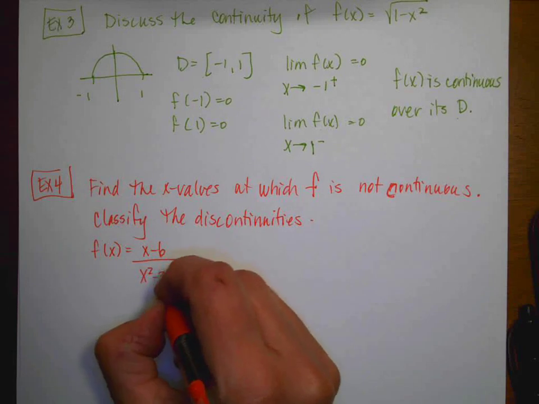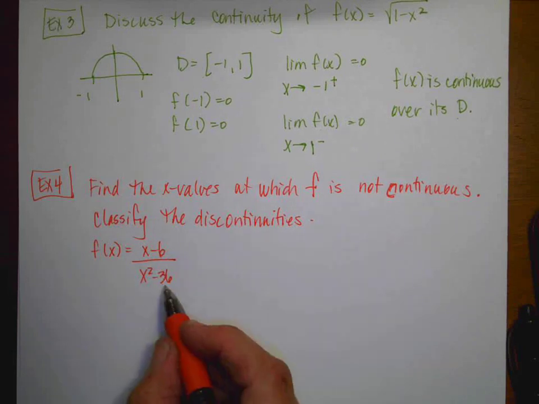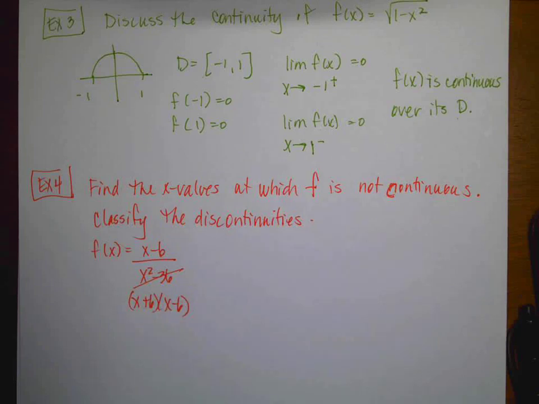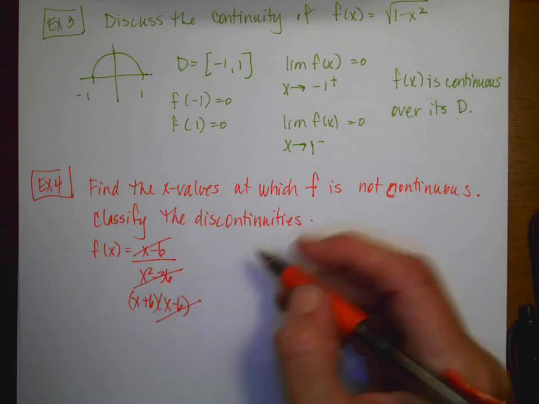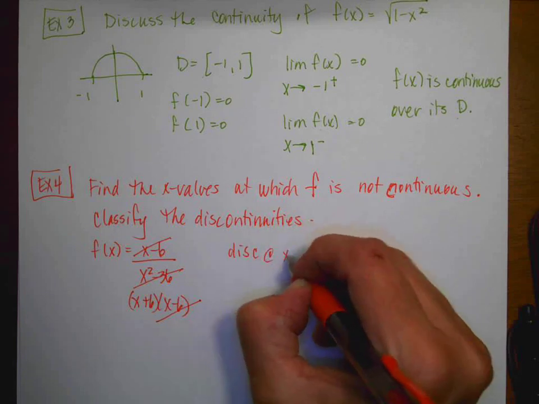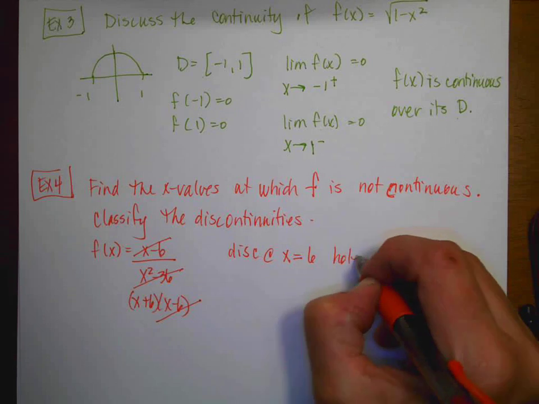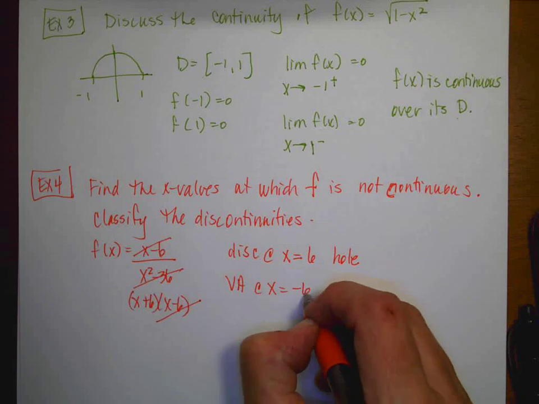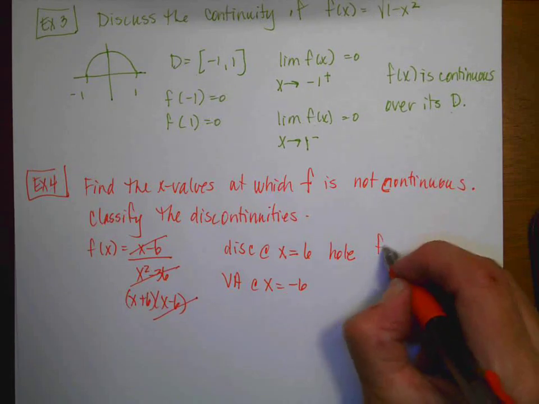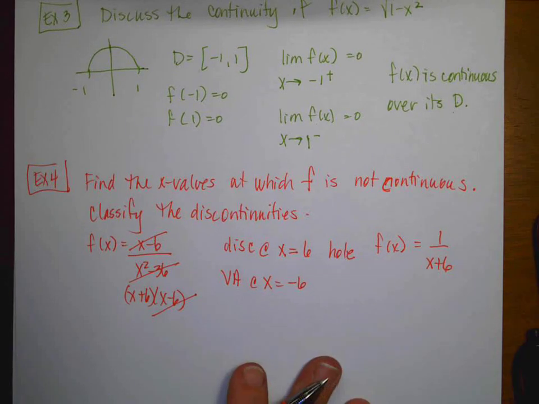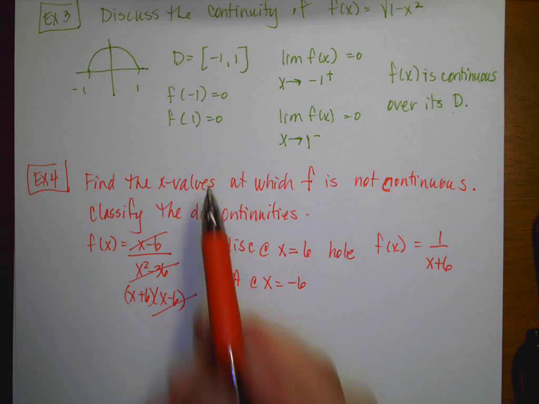The function that we're going to be given is x minus 6 over x squared minus 36. Factoring is my favorite F word, so the first thing I'm going to do is rewrite this as x plus 6 and x minus 6. If we'll notice, the x minus 6 cancel, so I have a point of discontinuity at x is equal to 6, and that's going to be a hole. And then I have a vertical asymptote at x is equal to negative 6. So my function has become 1 over x plus 6.